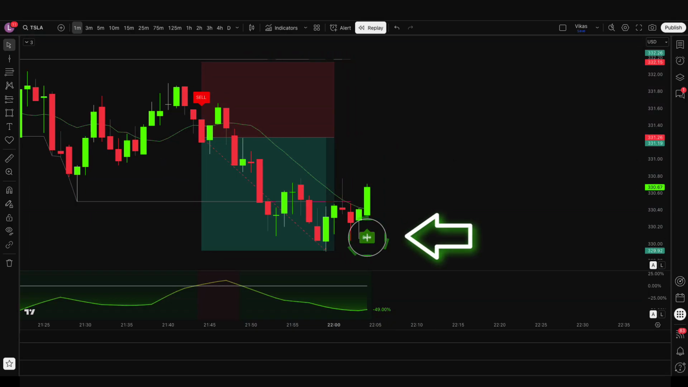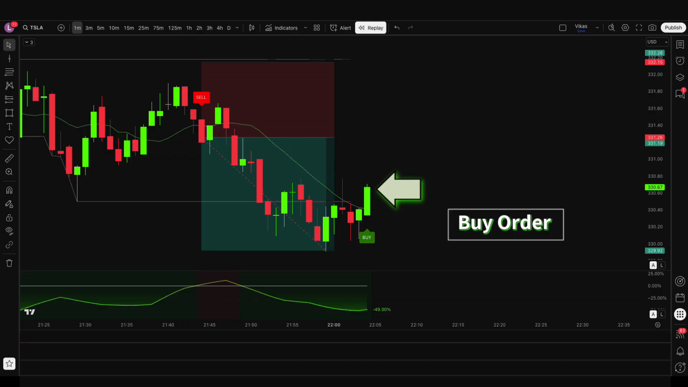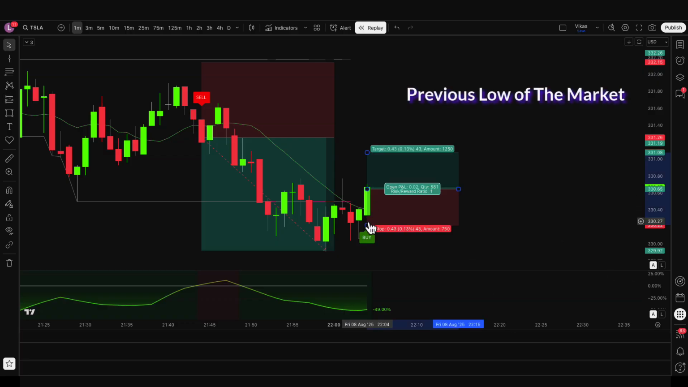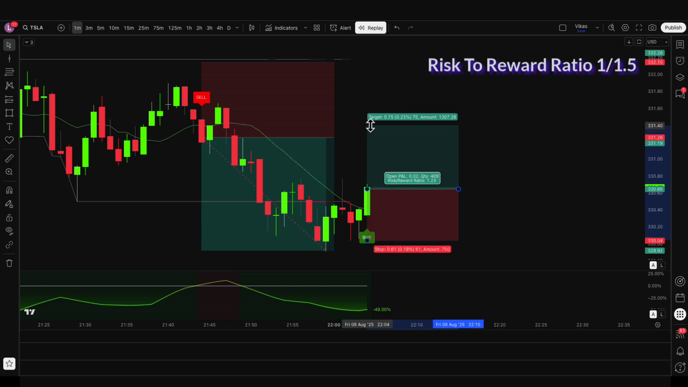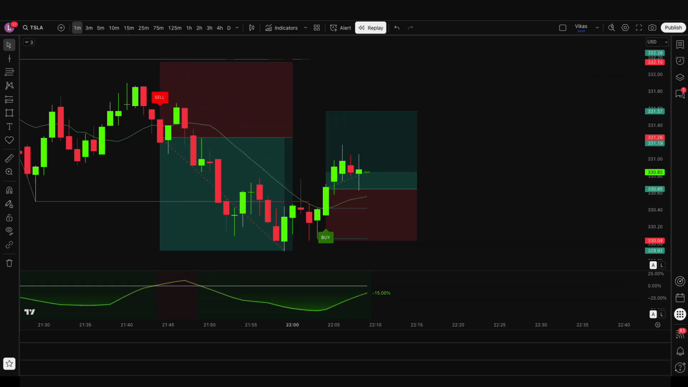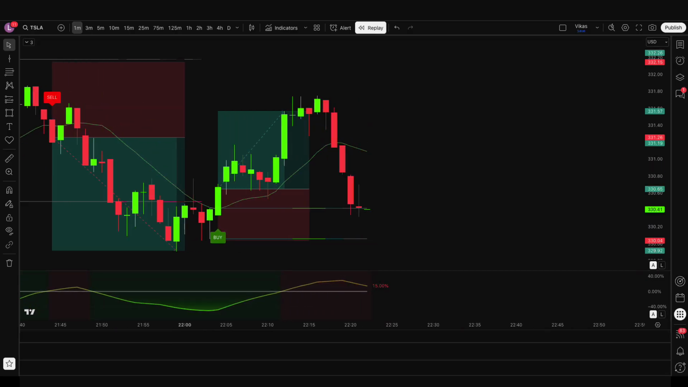Here the trend detection indicator gives us a buy signal. Here the oscillator workbench indicator green line is below the zero line. Here the market has made a bullish candle to give confirmation. So all our conditions are being fulfilled, so we are placing an order to buy. Our stop loss is to be placed at the previous low of the market. And the risk to reward ratio will be 1:1.5. We have won this trade. Let's find the next trade.